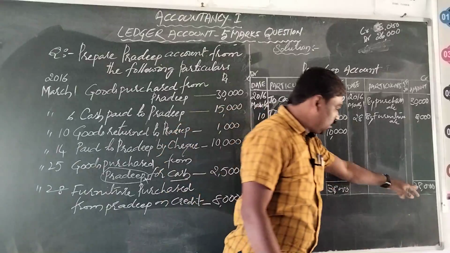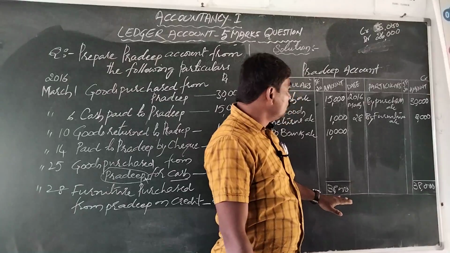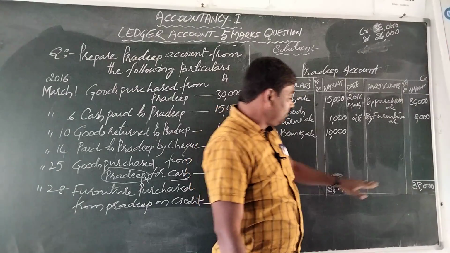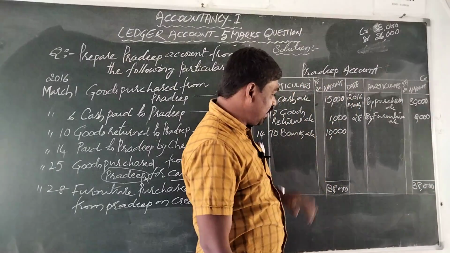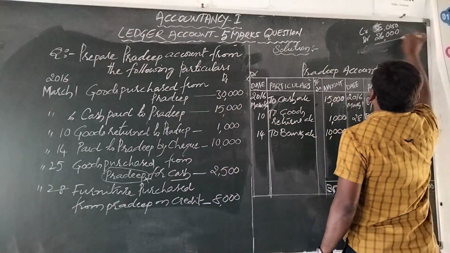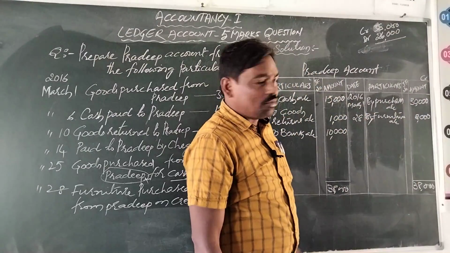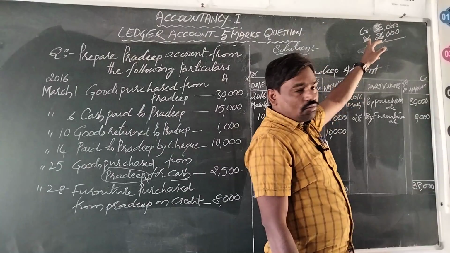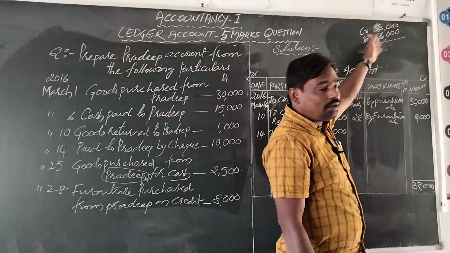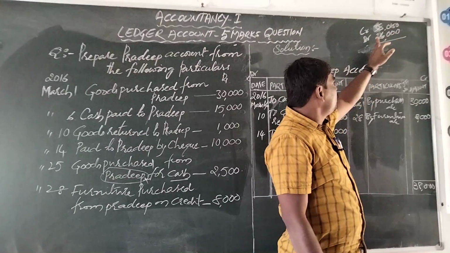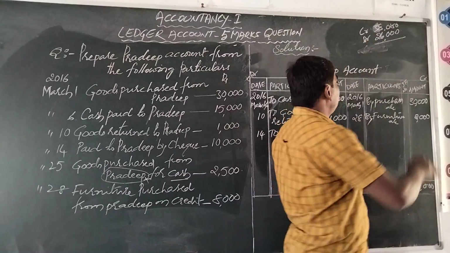And this is the important point, we are equalizing the account totals. So 38,000 you write in the debit side total amount column, and credit side total 38,000 you write first. After that you need to find the difference between debit amount and credit amount. To find the difference, you deduct the lower amount from the higher amount. Higher amount is 38,000, lower amount is 26,000.